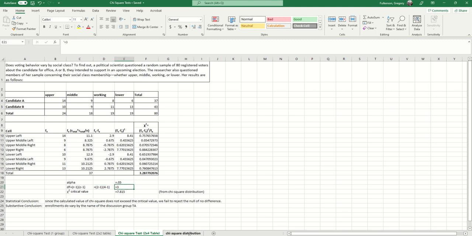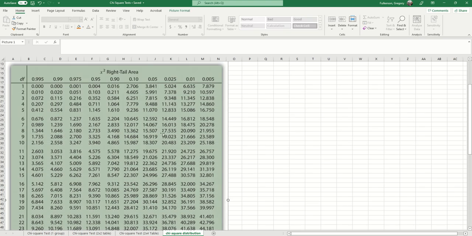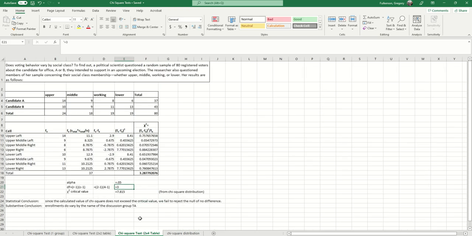Go to our chi-square distribution. At a 0.05 level, 3 degrees of freedom, you see 7.81. We've seen that one before, I think. And you see 3.28 is smaller than that. So since the calculated value is smaller, we fail to reject the null hypothesis of no difference.